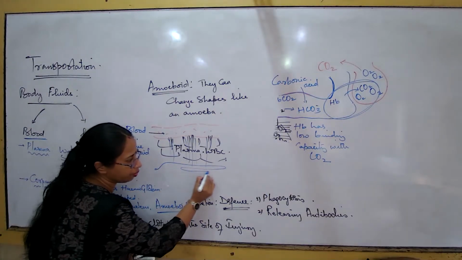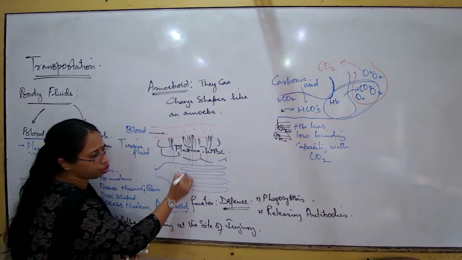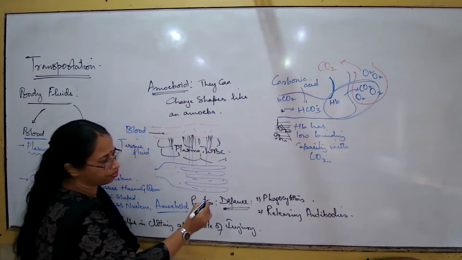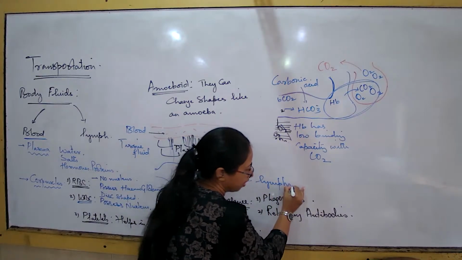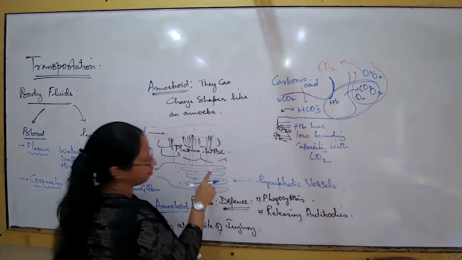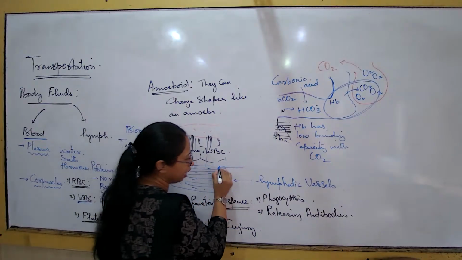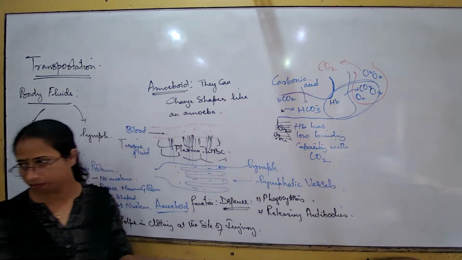This tissue fluid will again enter into a sequence of tubes, and what is this sequence of tubes known as? This is known as the lymphatic vessels. This is known as lymphatic vessels. What is this fluid now known as? This fluid is known as lymph.